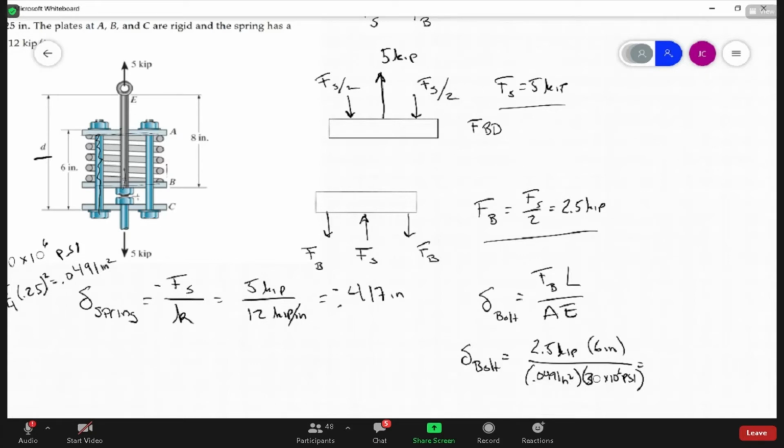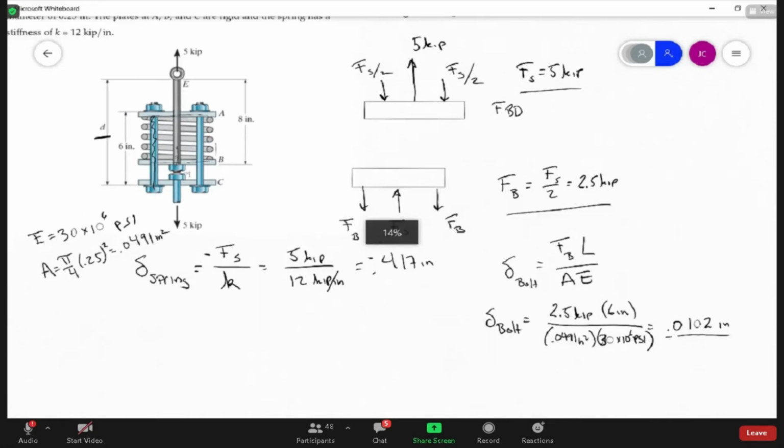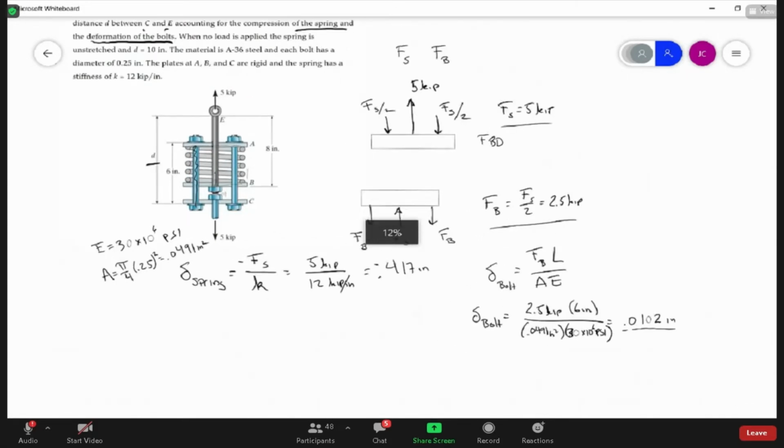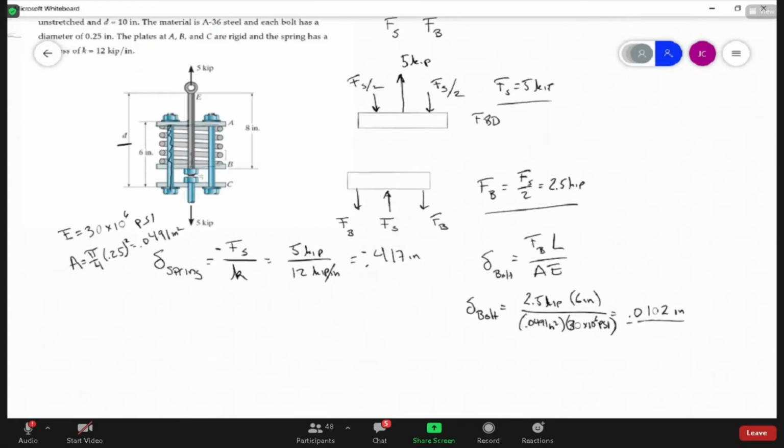All right, so I get 0.0102 inches, and that's a positive number. It's an elongation, okay? So now I know that. Now we just have to go through the geometry and figure out what that means for D, all right?